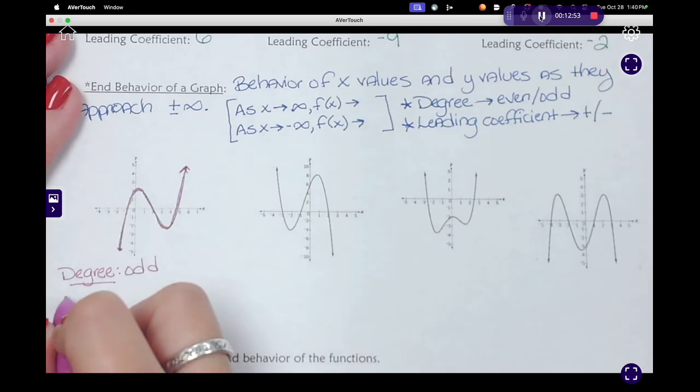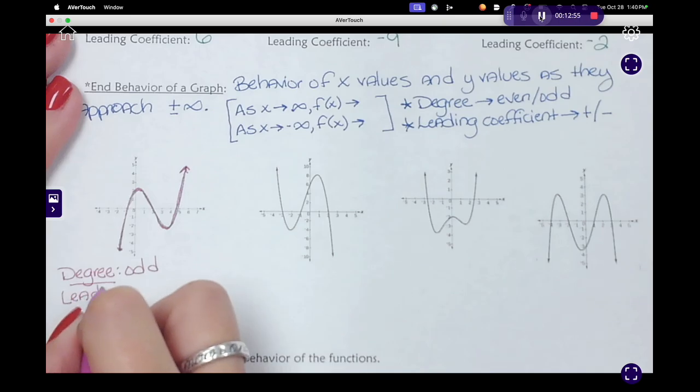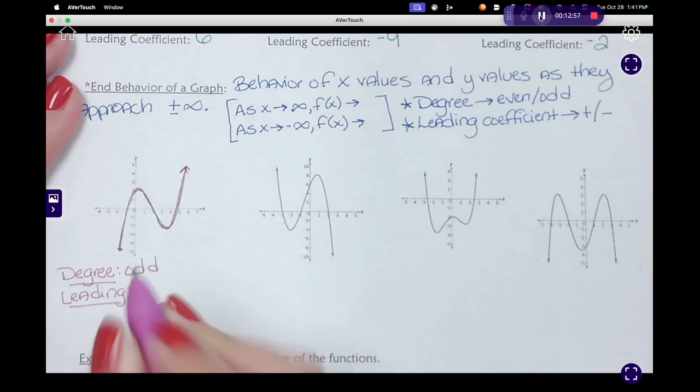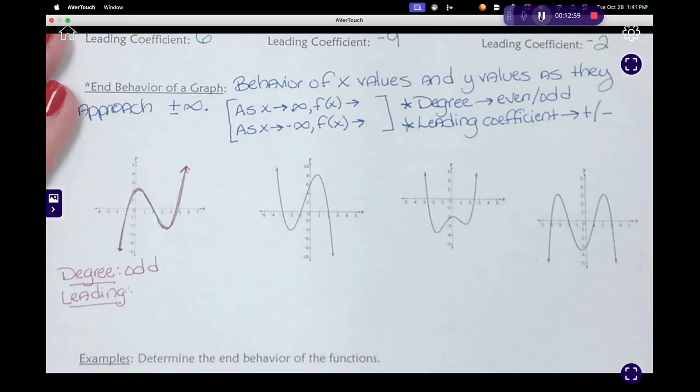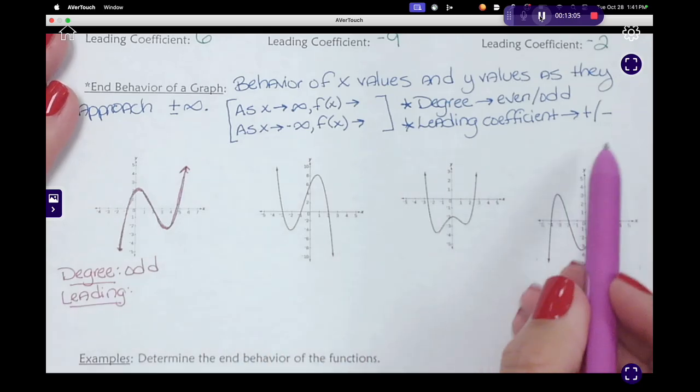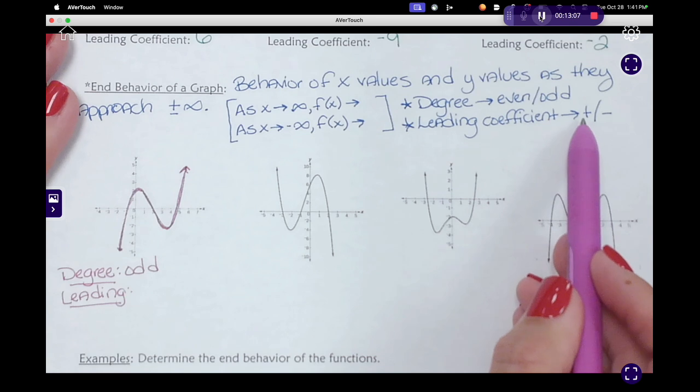And then looking at your leading coefficient, we've talked about this before when we're looking at a graph and you're trying to see basically, is it going up or down? We've talked about transformations. So that leading coefficient, realize if it's a positive, that graph will be going up.